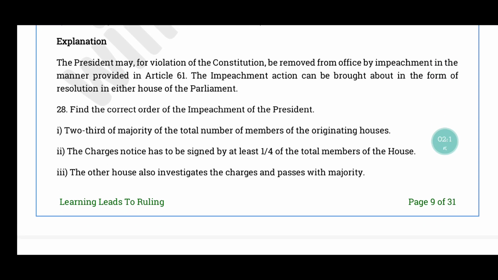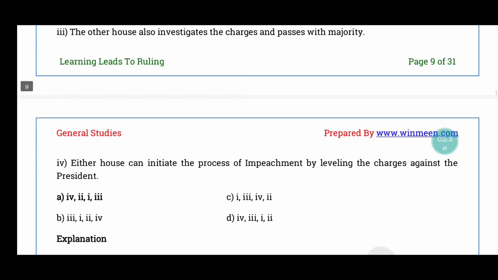Question number 28, find the correct order of impeachment of the president. 2/3 of majority of the total number of members of the originating house. Charge notice has to be signed by at least 1/4 of the total members of the house. The other house also investigates the charges and passes with majority. Either house can initiate the process of impeachment by leveling the charges against the president. The correct answer is option A.